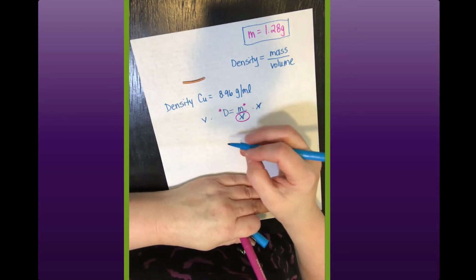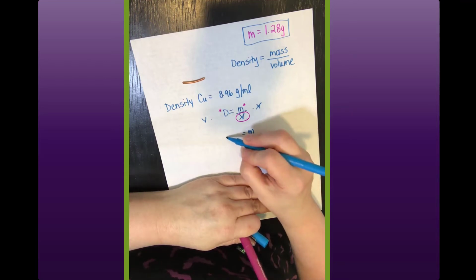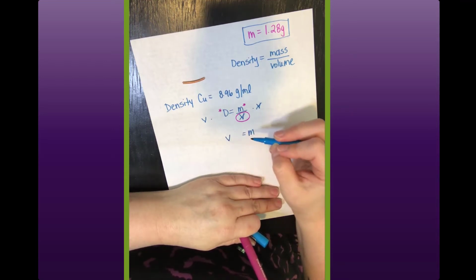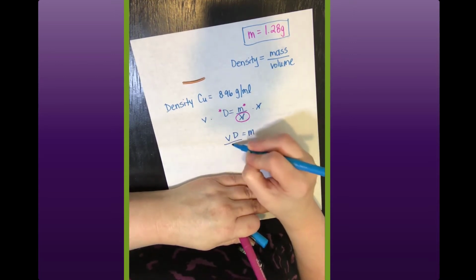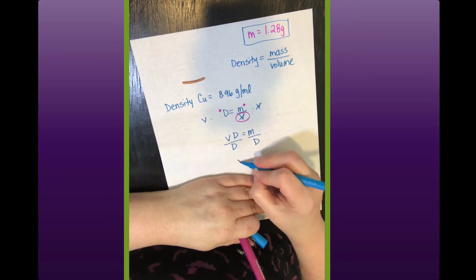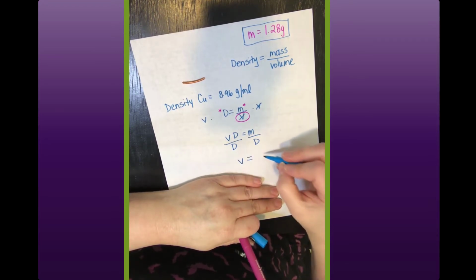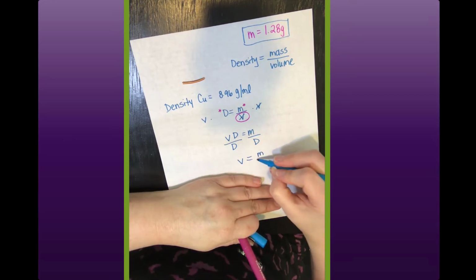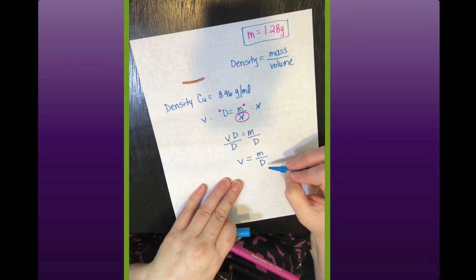All right. That means that mass is equal to the volume times density. Then if we divide both sides by density, we finally get volume by itself on one side of the equation. And we find that volume is equal to mass divided by the density.